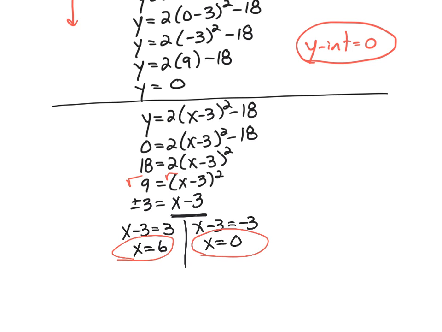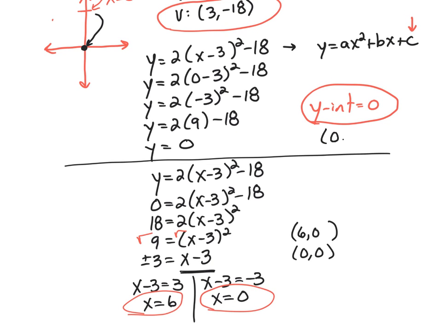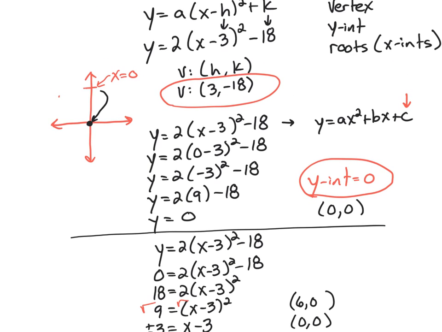And if I had to write them as ordered pairs, I'm on the x-axis, so the first one would be (6, 0), and the other one would be (0, 0). Okay? And then I have a y-intercept. The ordered pair would be (0, 0). And I already have the ordered pair for my vertex.